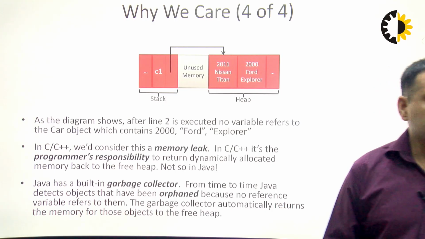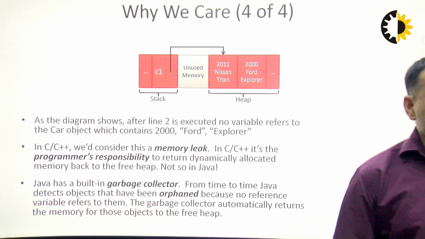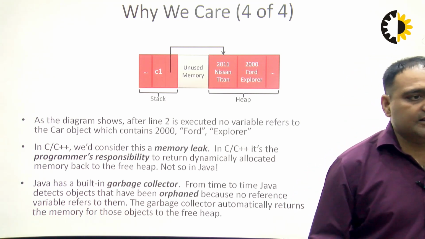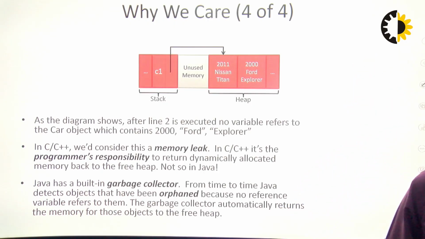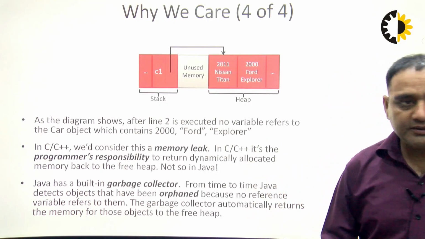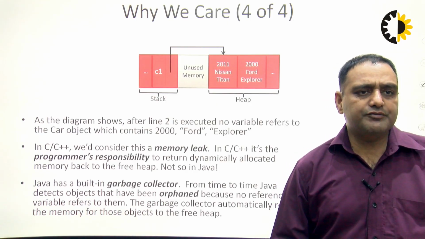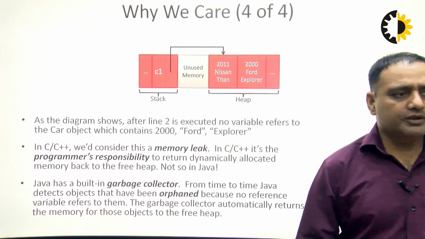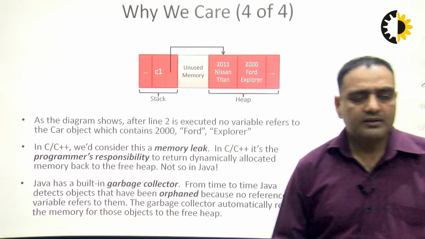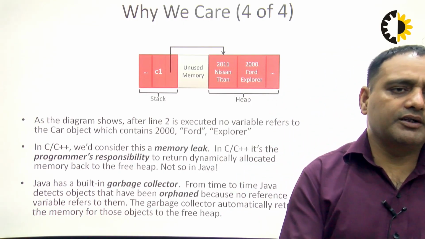So, Java has a built-in garbage collector. From time to time, Java detects objects that have been orphaned because no reference variables refer to them. In C++, there is the delete operator, by which we can deallocate the object from main memory. But in Java, through the garbage collector, we can delete the object automatically from main memory.